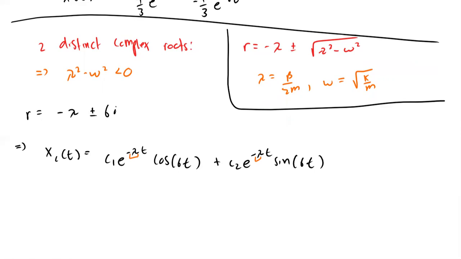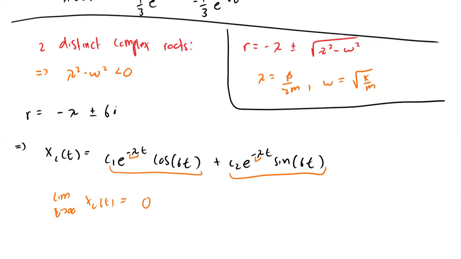So if you were to take the limit as t approaches infinity of x sub c of t of this solution, this would be going to 0 because of the exponential. This would be going to 0. So this is still going to 0. So even though we get oscillations, those oscillations eventually stop.